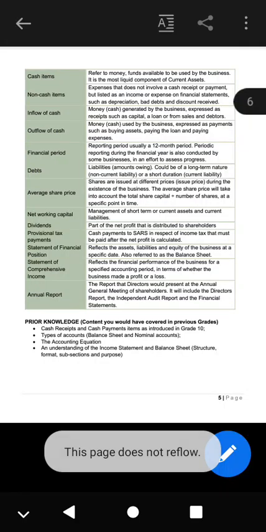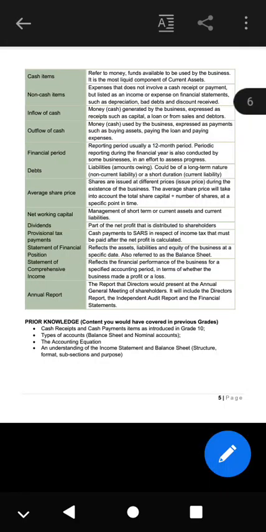Okay, now we continue with the cash flow concepts. The first concept that we have is cash items. I've already explained what cash items are, and cash items are the only things that we record in the cash flow statement. It refers to money, funds available to be used by the business. It is the most liquid component of the current asset.